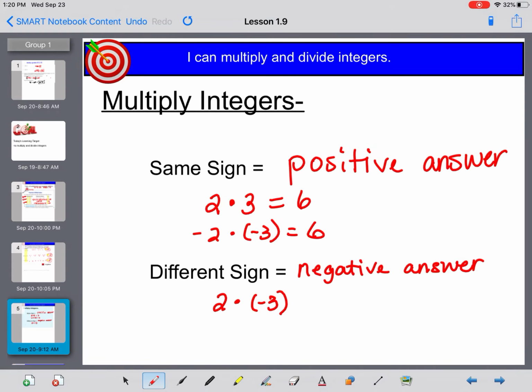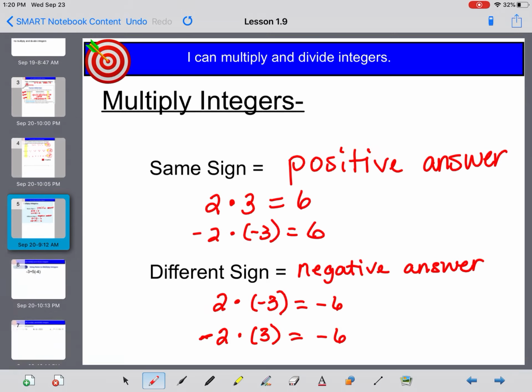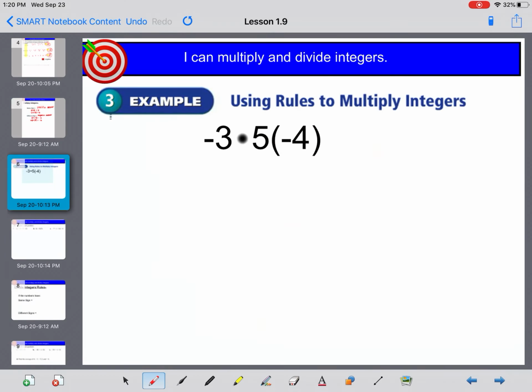Or if the first number is negative, -2 times 3. This is three groups of -2. And so I would still have a negative answer. All right, make sure you put your examples down. Those are going to be important for you to refer back to. All right, let's put this to work.